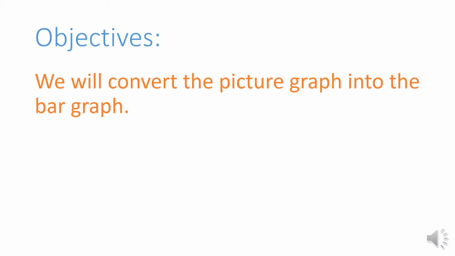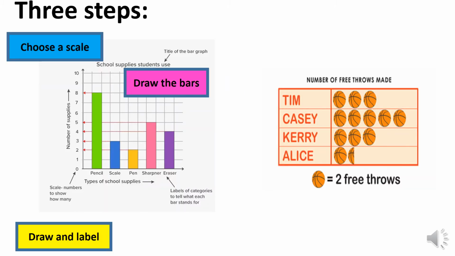So our objective for today is to convert the picture graph into the bar graph. So today we are going to convert this picture graph into the bar graph. As you know, the picture graph contains this key. When I need to convert the picture graph into the bar graph, this key will be very important to read carefully because it will help me while I am drawing my bars.